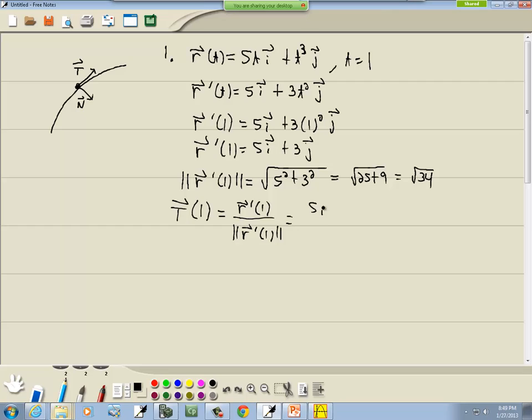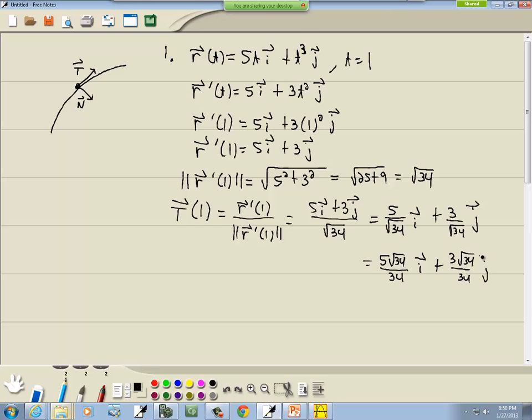So we're going to have 5i plus 3j over the square root of 34. And I split that up: 5 over square root of 34 i plus 3 over square root of 34 j. And that's going to give us 5 square root of 34 over 34 i, multiplying top and bottom by square root of 34, plus 3 square root of 34 over 34 j. And that's our answer.